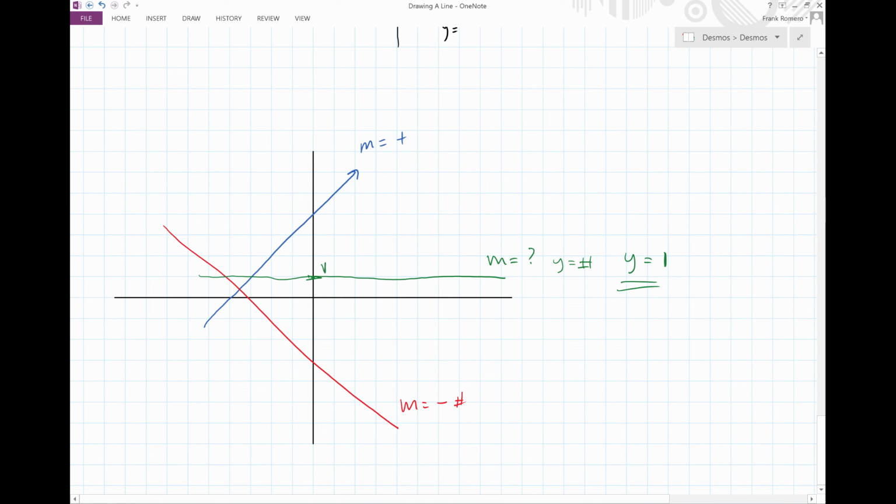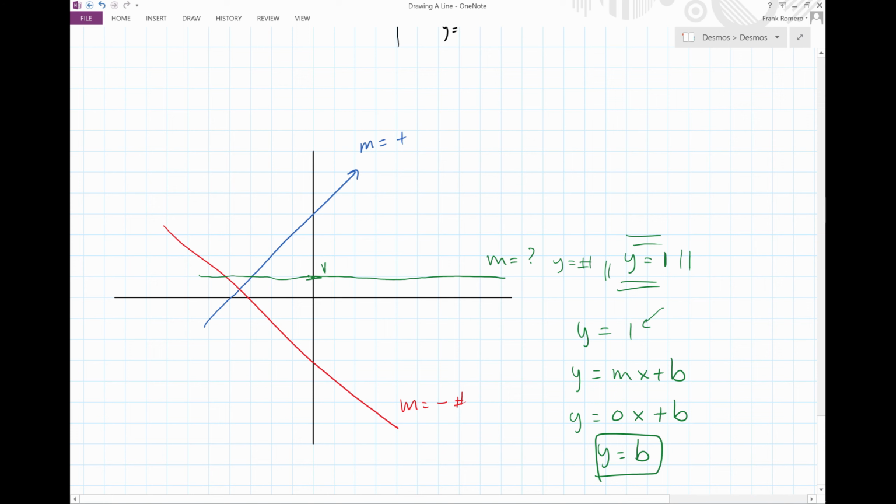And where's the y-intercept? Well, first of all, where is the slope and where is the y-intercept in an equation like this? y is equal to 1. Well, let's see. y is equal to mx plus b. Is there an x in this? No. So that means it must have a slope of 0. 0 times x is going to be what? 0. So you have this equation, which is the horizontal equation.